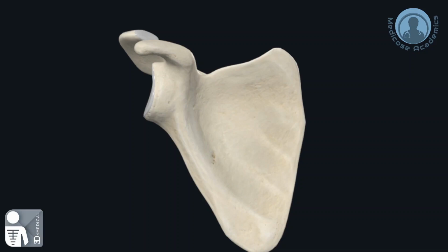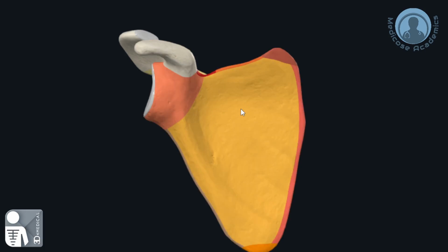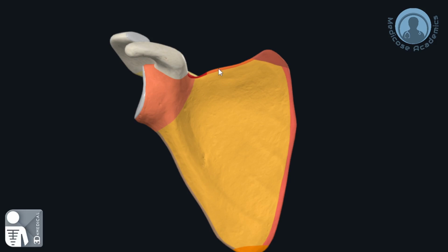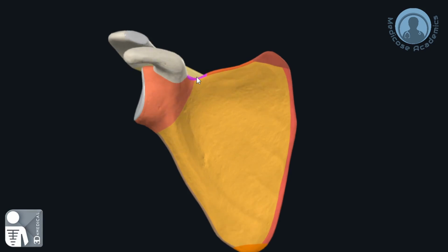This brings us to the discussion of borders and angles. There are three borders and three angles. Let me make them prominent. So here they are on the top. This one is the superior border. On the medial aspect, the superior border is having a dip downwards, having a notch. This is called suprascapular notch or simply scapular notch.